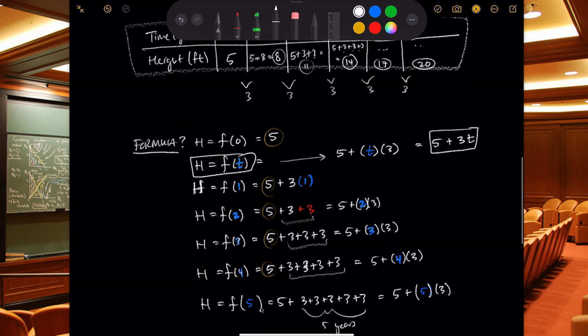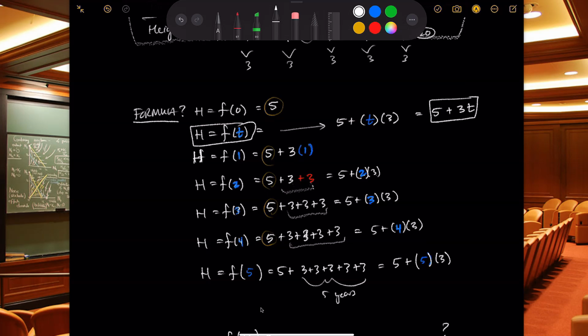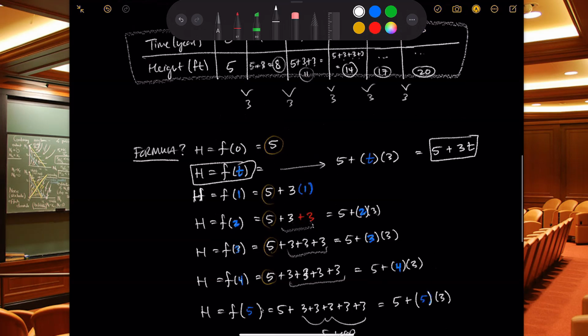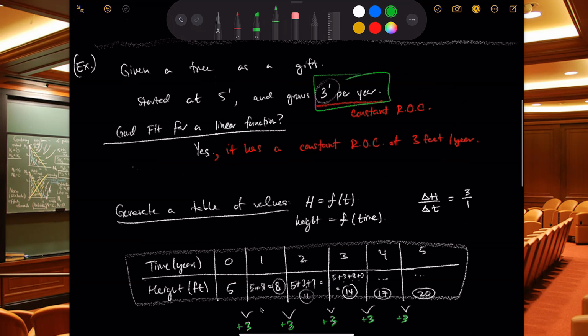So what we did here is we generated this formula from kind of first principles thinking, what we knew about the problem. And then what we ended up with was this formula that has stuff that we should recognize, right? And what do we recognize from this? We recognize that this 5 was what? Our starting value. And what was this plus 3? That's right, it was this constant rate of change. It was this 3 feet per year.